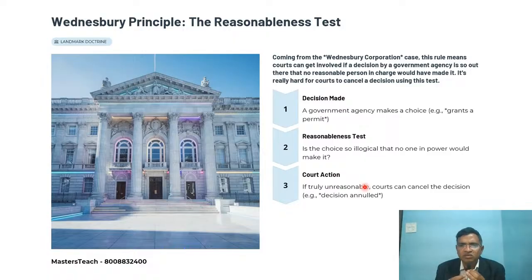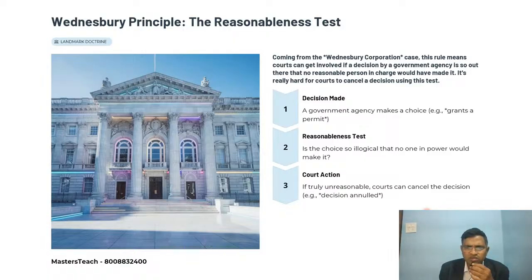Okay, so that means those who make decisions which are not reasonable, this is called a Wednesbury unreasonable decision. The government agent makes a choice, grants a permit, reasonableness test. If the choice is so illogical that no one in power would make it, and the court finds it truly unreasonable, the court can cancel the decision, or the decision is annulled.